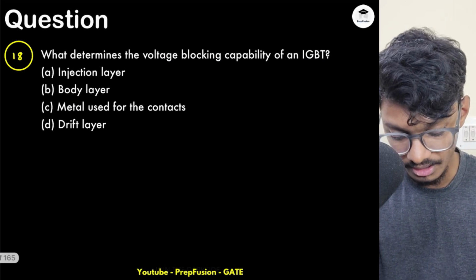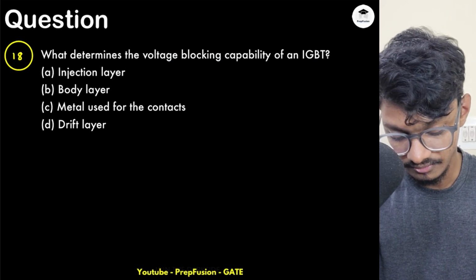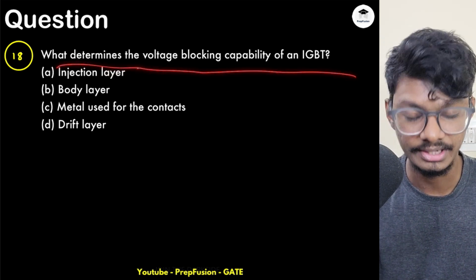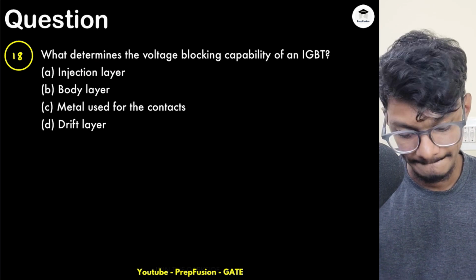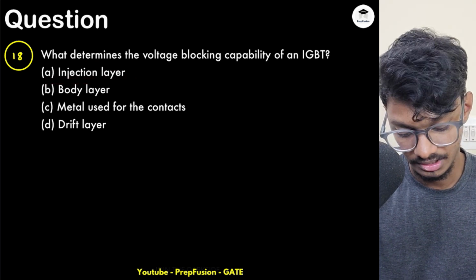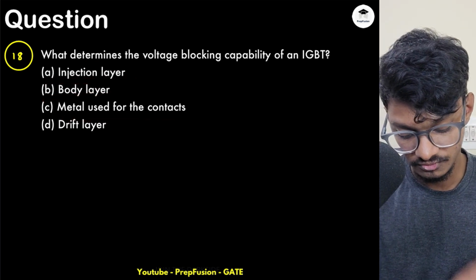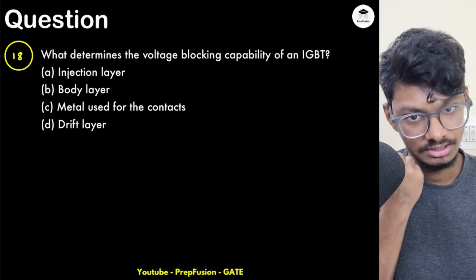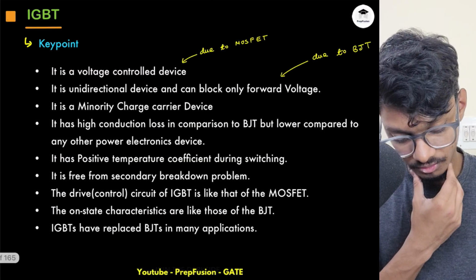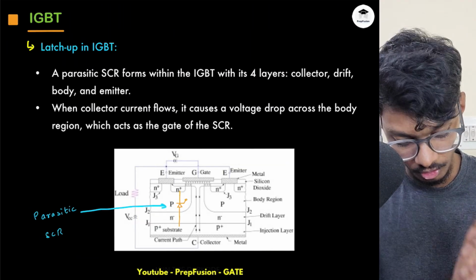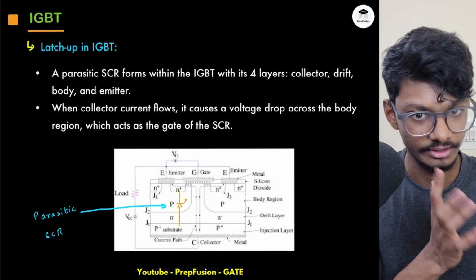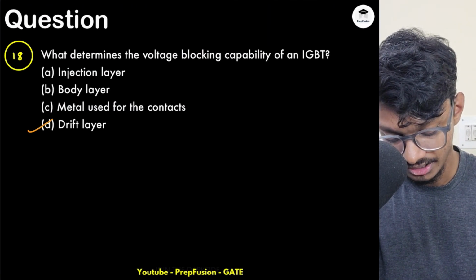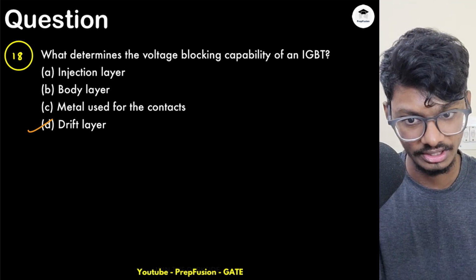Okay. Next is, what determines the voltage blocking capability of an IGBT? Basically, does the injection layer, body layer, metal used for the contacts, or drift layer determine it? So again, blocking capability is always determined by the drift layer, because we implement the drift layer only to block the voltage. That's it, right? We implement the drift layer to block the high reverse voltage. So obviously, drift layer is responsible for the high voltage blocking capability.